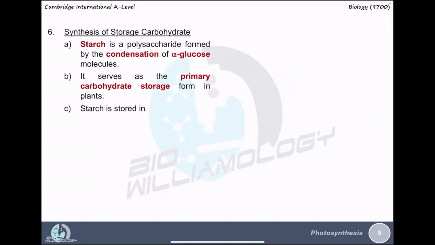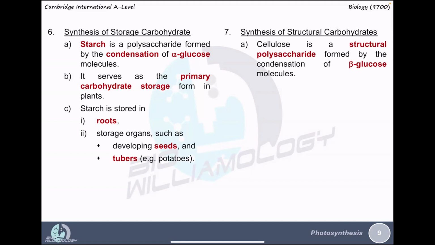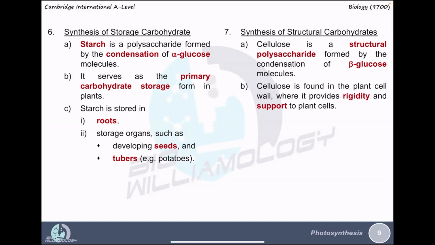The starch can be stored in the root or some storage organs such as the seed as well as the tuber, for example, potato tubers. How about structural carbohydrate? Structural carbohydrate actually is cellulose. Cellulose is formed by the condensation of beta-glucose molecules, and cellulose is found in the plant cell wall, which provides rigidity and support to plant cells to resist the excess entry of water molecules in order to prevent the bursting of the plant cells.